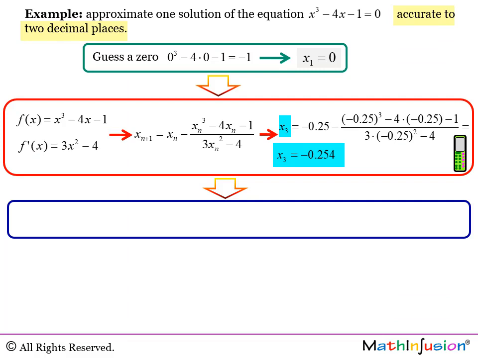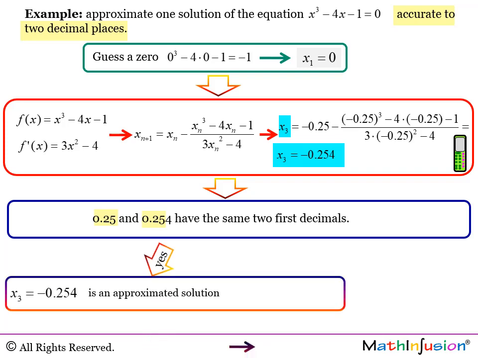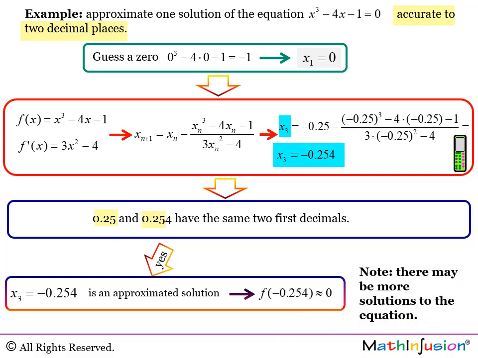Accuracy to 2 decimal places means that the difference between the two is in the third decimal. As you can see here, the difference is indeed in the third decimal, and they have the same first 2 decimals, which means they are accurate to 2 decimal places. Because the answer is yes, we conclude that this is a good approximation. Please note that there may be more zeros to this equation because it's a cubic equation. We don't know. But now we found an approximation of at least one of the zeros.